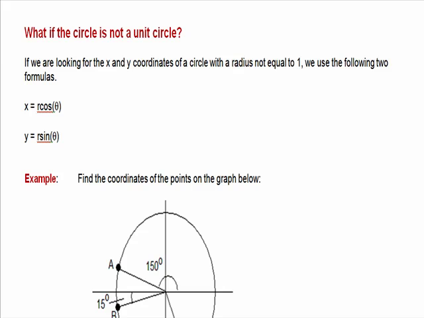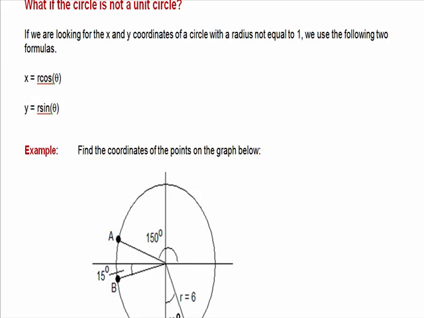So if I'm on a circle that doesn't have a radius of 1, the x-coordinate of any point on that circle is actually the radius multiplied by the cosine of the angle. And the y-coordinate is actually the radius multiplied by the sine of the angle. So all that happens when we're on a circle that's not of a radius of 1 is, to get the x and the y coordinates, all we have to do is stretch or shrink the sine or the cosine value based upon the size of the radius.